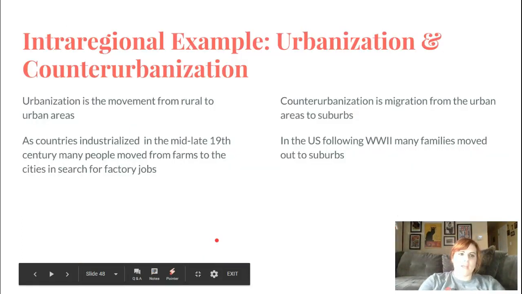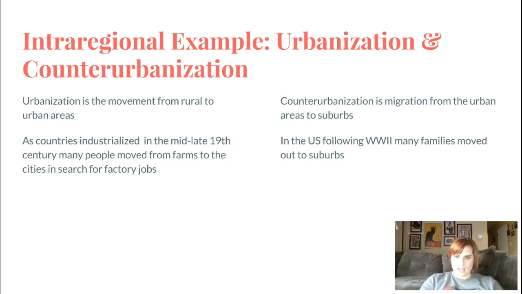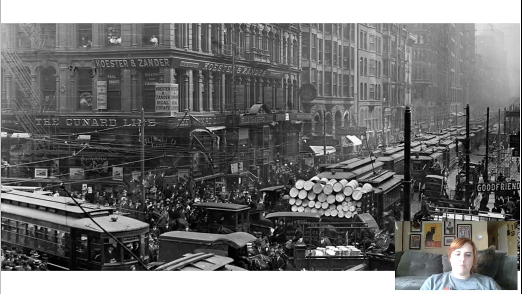Okay, and then we have intra-regional examples. So this is within the same region, right? So typically this happens with urbanization, where you're moving from a rural area to an urban area. Lots of people did this, especially right after industrialization, like in the 1890s, because factories were in the cities, so people tended to move in the cities in order to be close to work because there wasn't a lot of transportation options back then.